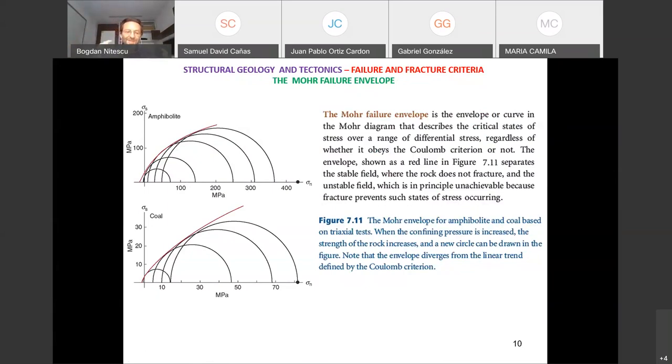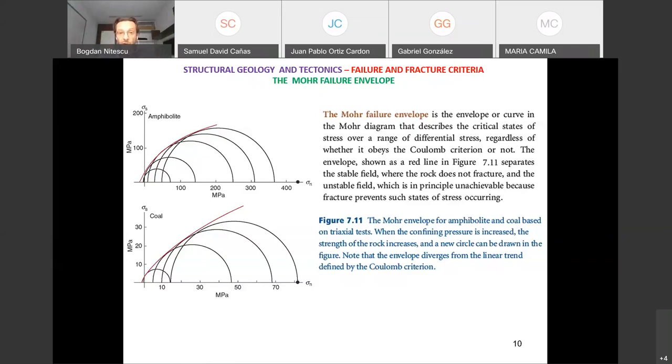But in general, what people do is they take different types of rocks and they start doing experiments. They pull them, they compress them, they see when they fail, yeah? And they draw the failure envelope. It could be, in some cases, like the Coulomb envelope. In other cases, it could be a curved envelope, like here. So the curved experimental envelope that you get is generally called the Mohr failure envelope, yeah? The Mohr failure envelope describes the critical states of stress.